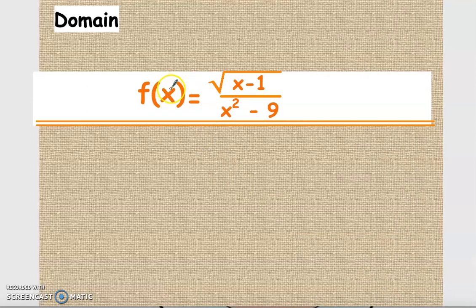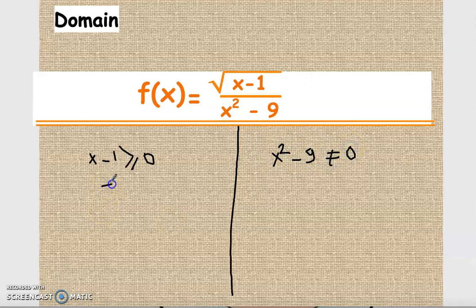And the last example, f of x equals radical x minus 1 over x squared minus 9. Here we have two restrictions. Everything below the square root should be positive, so x minus 1 should be greater than or equal to 0, and the denominator, or the bottom, should be different from 0. So x squared minus 9 is different from 0. If we add 1 on both sides, we will get x greater than or equal to 1.